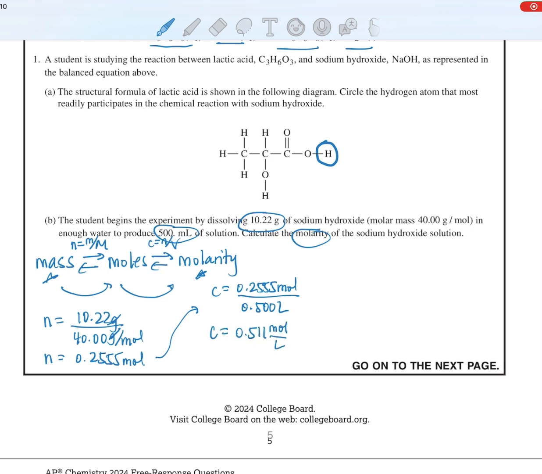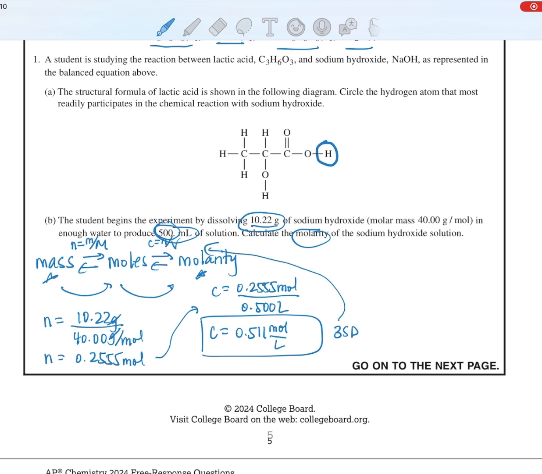Okay, this is my final answer. The concentration of the solution is 0.511 moles per liter. This is rounded to 3 significant digits because in this question, this mass value does have 4 sig digs, but the volume only has 3, so my final answer cannot be more accurate than my least accurate variable, which is the volume.